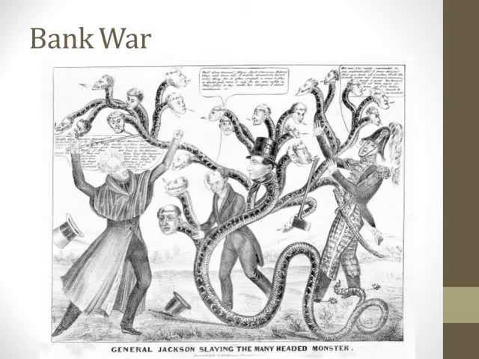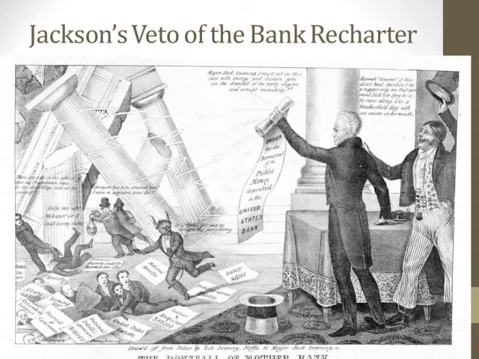Bank war. Jackson hates this bank. He wants to kill it. It's a hydra monster. It's bad for the people. It's corrupt. It's elite. It's un-American. Let's kill it. So Jackson says, you know what I'm going to do? I'm going to veto this bill. I'm going to veto the bank recharter. And then he shines the bank recharter and columns collapse and light shines through. And Clay's like, yes, I've got you now.